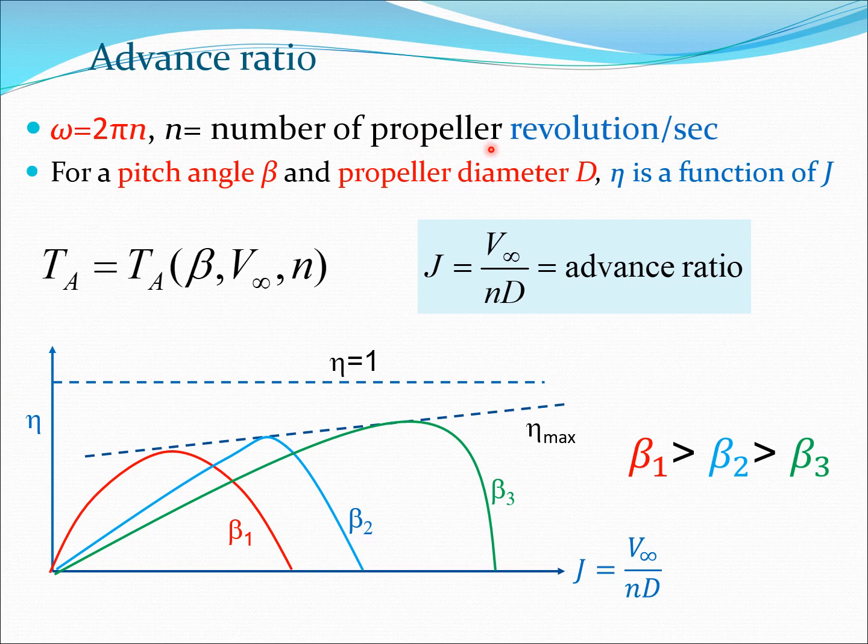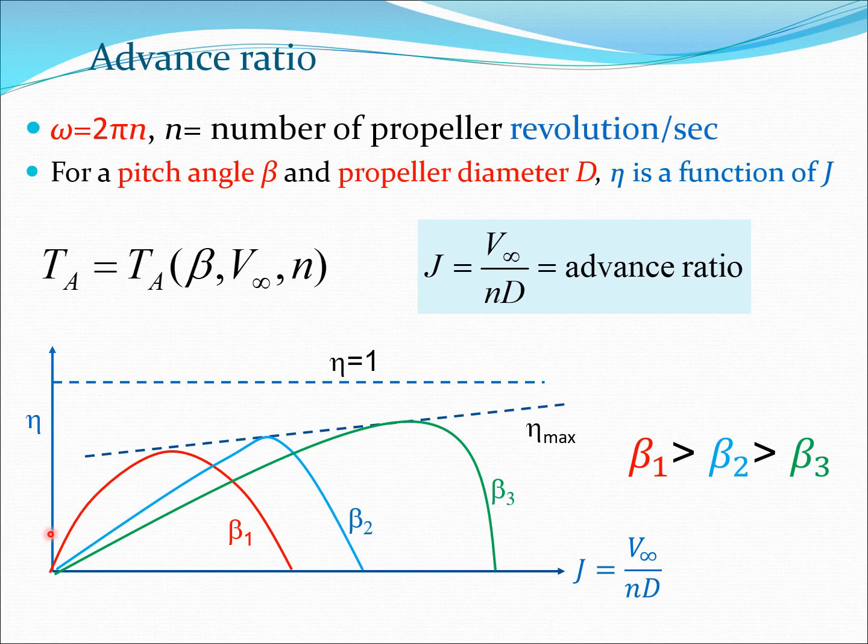If you have this, then for a given pitch angle beta and propeller diameter d, eta is a function of this value J, where J is the advance ratio given by V infinity divided by n into d. This is something which is very important in propeller theory, and that's something we are going to look at now in detail. Now, of course, you know that T is a function of beta, V infinity, and n. Previously we were talking about omega. We can now replace this by n here.